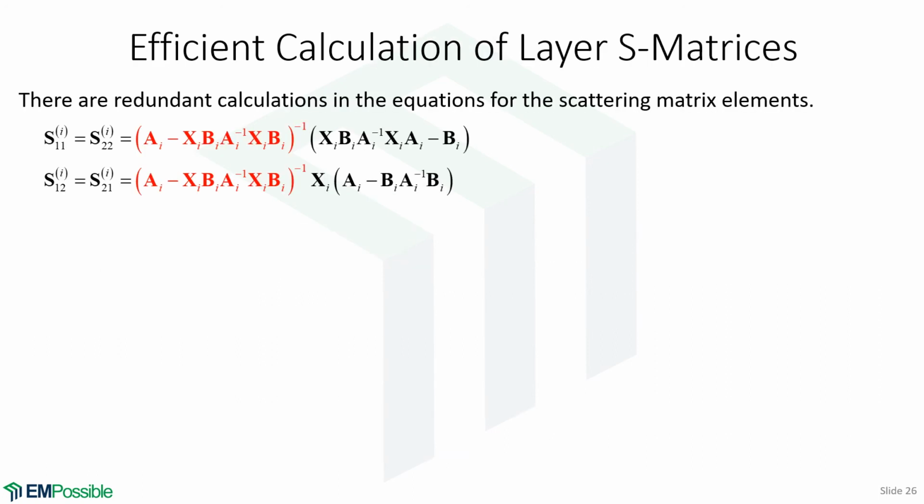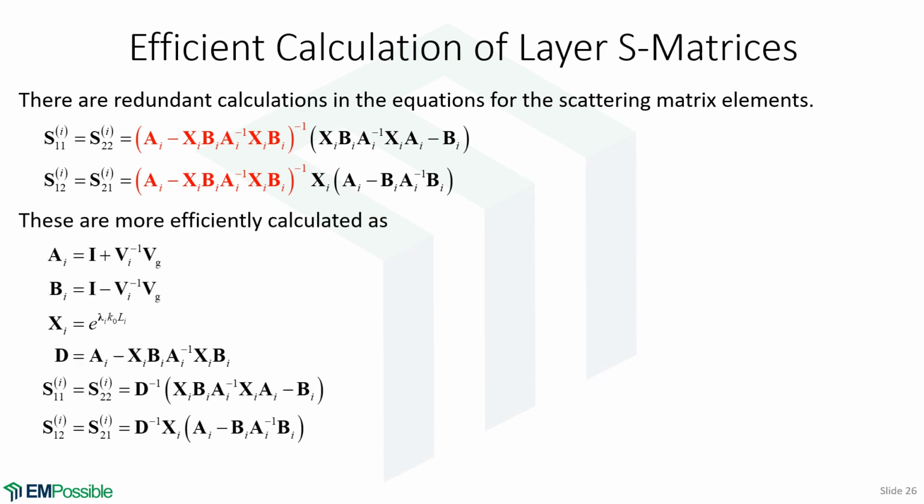Now, if we look at calculating the scattering matrices, remember for a layer, we have symmetric scattering matrices, so we only have two big ugly computations to do. But these two computations actually share a term. And so why calculate that big mess twice? Let's calculate it once. So what we'll do is we will set this expression and call it D. And of course, we'll need to calculate our A, our B, our X. We calculate this expression once and call it D. And now when we calculate our scattering parameters, that's a lot more efficient.